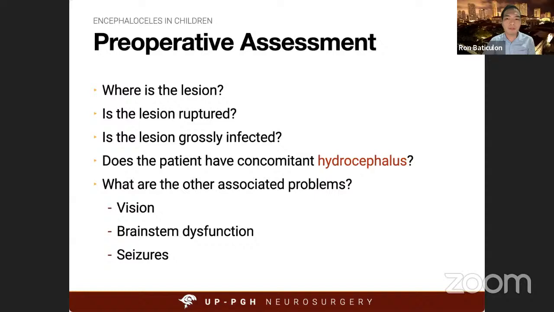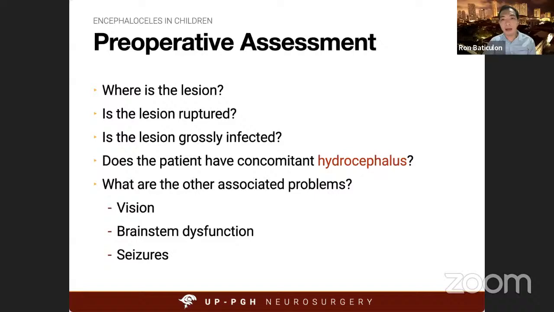So they do not come to us during the first few weeks of life. They come to us much later. And so you have to ask whether these lesions have ruptured, because if they have, then you begin to worry, is this patient at risk of infection? You have to treat the infection first before you repair the encephalocele. It would not be a good idea to repair an encephalocele when they're infected, because otherwise your repair would just break down. Does the patient have concomitant hydrocephalus?